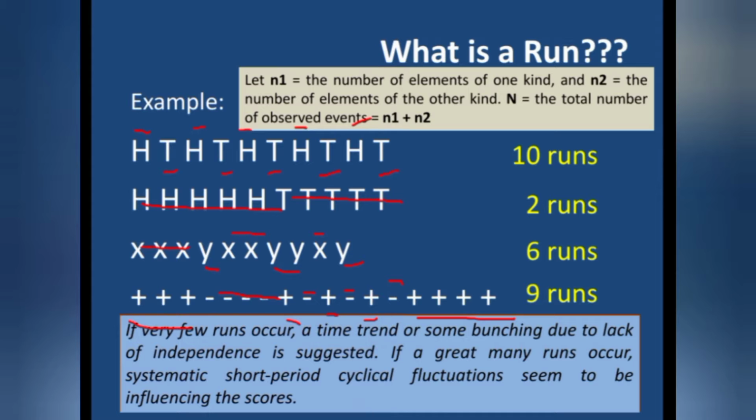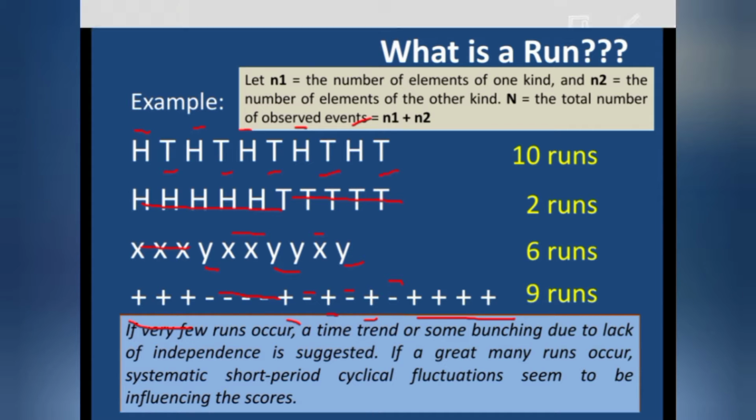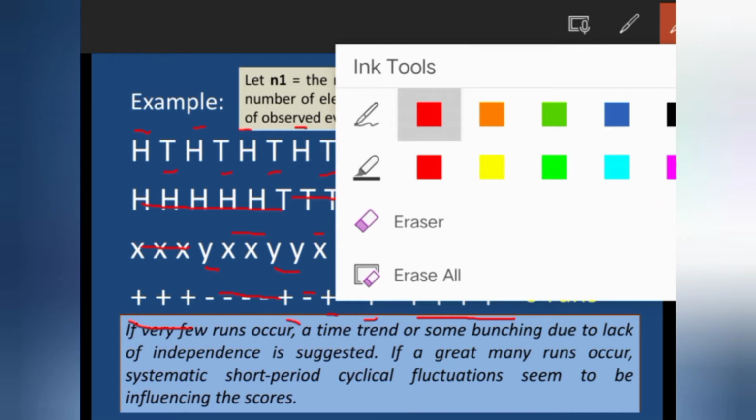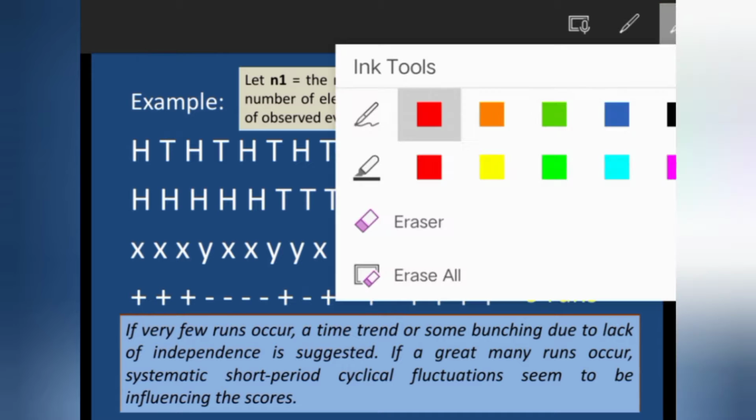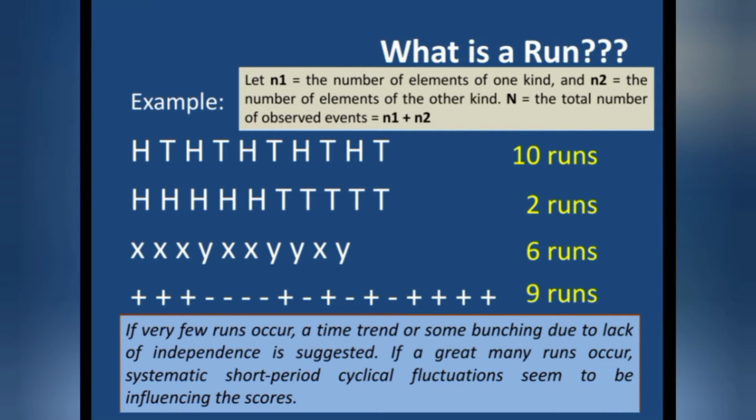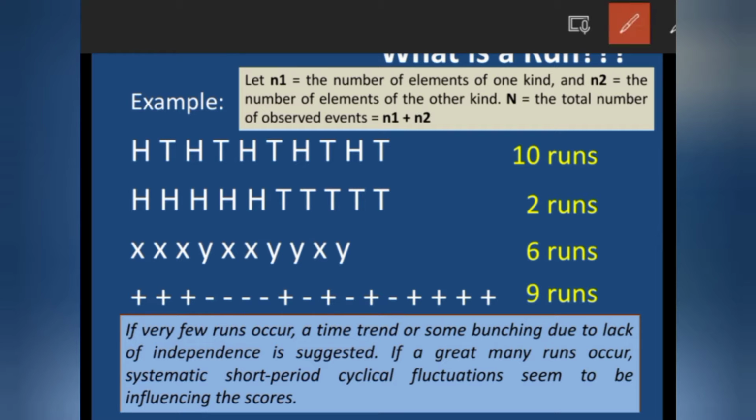If very few runs occur, a time trend or some bunching due to lack of independence is suggested. The example of that is example number 2.